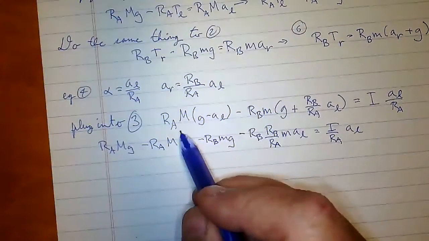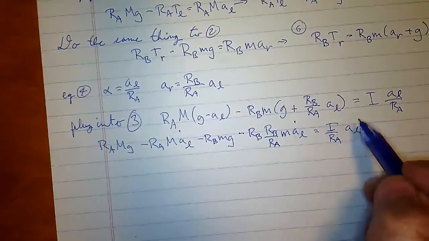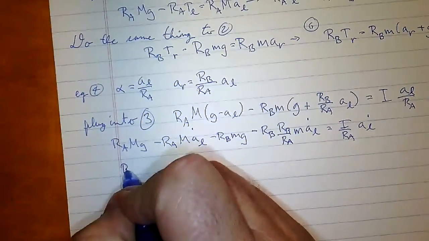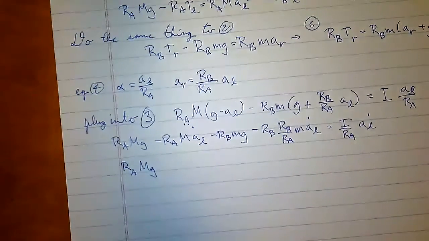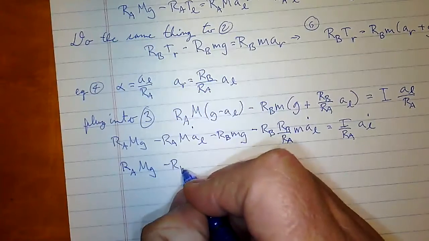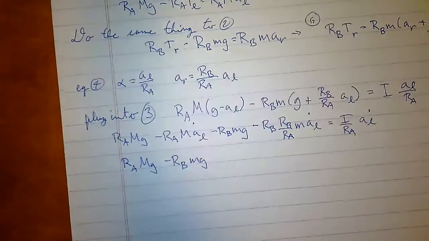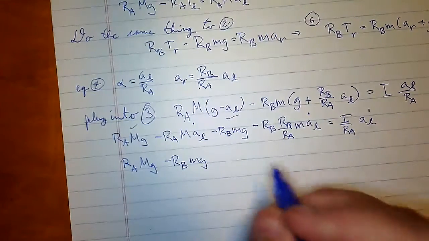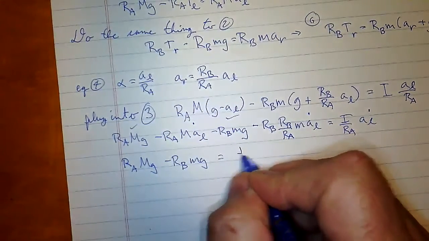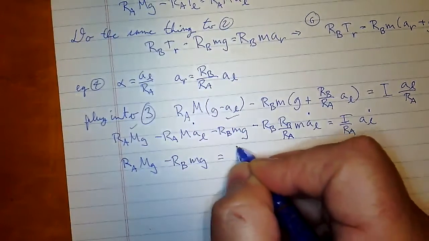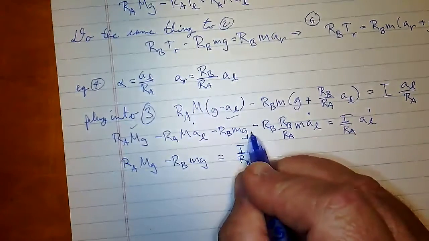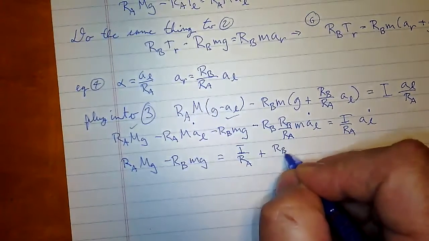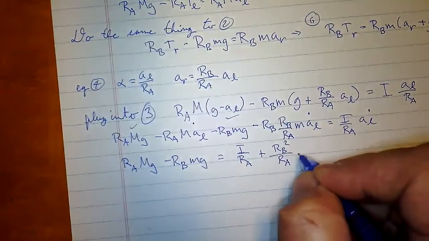So now I see I've got an AL here, an AL here, and an AL here. I'd like them all on the same side. I'm going to put them all over to that side. That's going to leave me RAMG minus RB lowercase mg. So that takes care of that guy and that guy. And then over here, I'm going to have equals I over RA. And then when I pull this over here, this is going to become positive. So I'll say plus RB squared over RA times M.